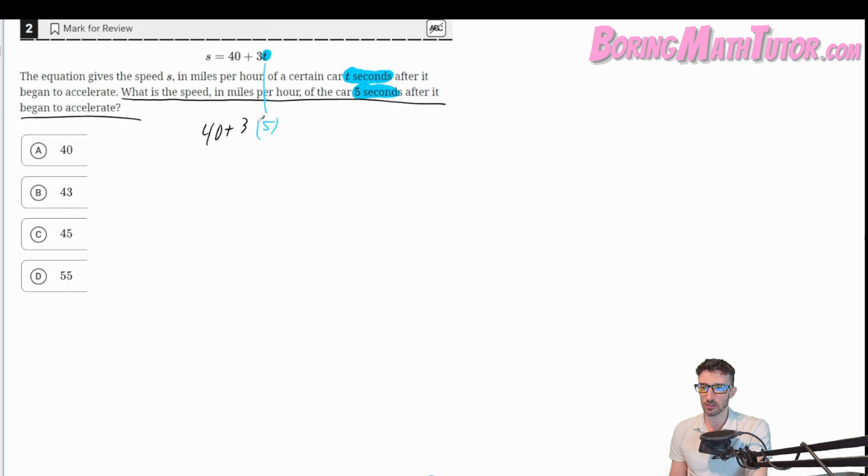So all you got is 40 plus 3 times 5 equals s. And okay, that's just 40 plus 15. And sounds like that is what they were looking for because they asked for the speed. So speed does equal 55.